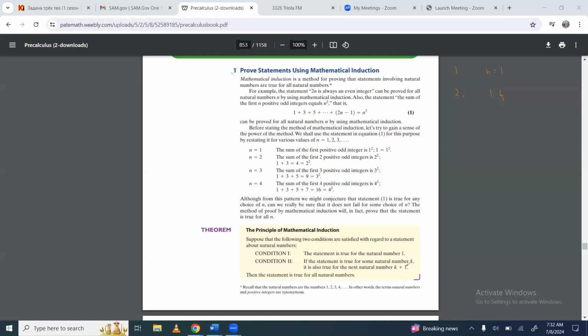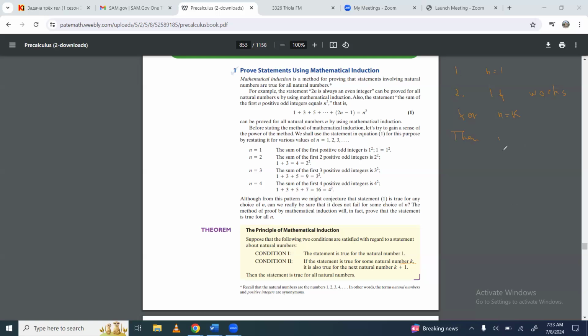The second part of it says, if whatever statement you're trying to prove works for K, then, and that's what's being proved, it works, the same statement, for the next element, which is K plus 1.